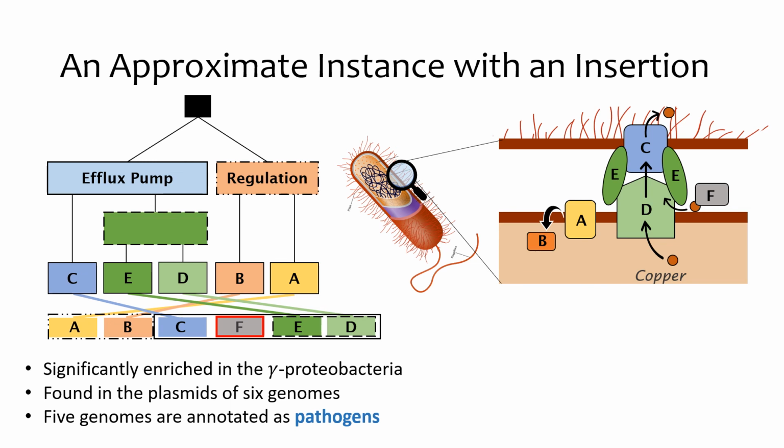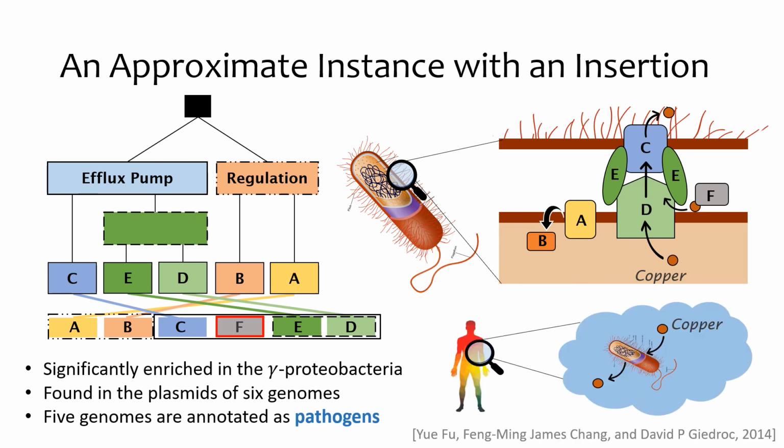This is sort of surprising, so we ask the question, why do pathogens need a copper efflux pump? Well, previous studies suggest that the host immune system exploits excess copper to poison invading pathogens. This can explain why these pathogens evolved the copper efflux pump that serves as a bacterial defense mechanism.